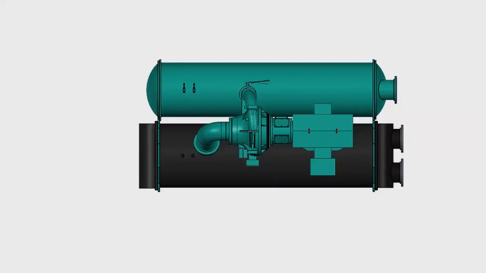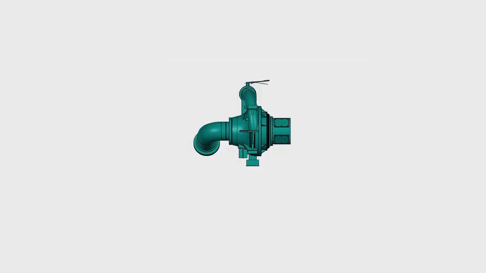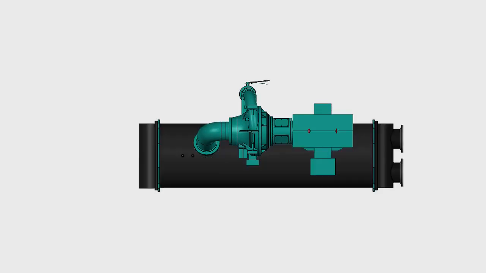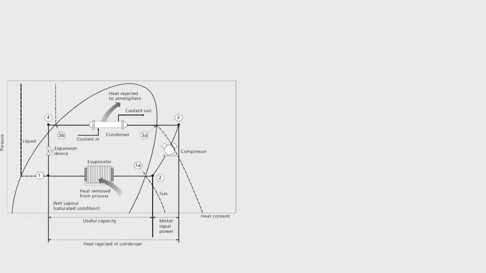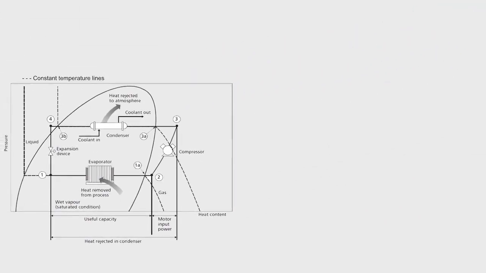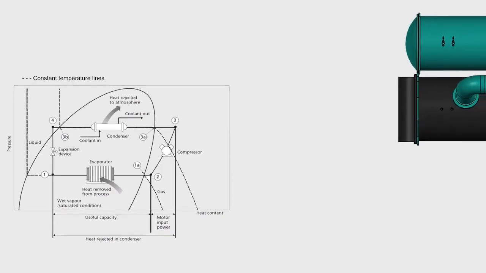Today we want to learn how a chiller works. First, let's define the four major components of any chiller: compressor, motor which drives the compressor, evaporator, and condenser. Let's recall the refrigeration cycle to understand the function of each part.